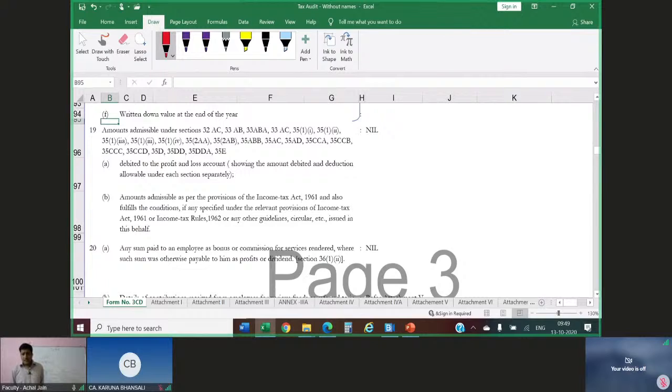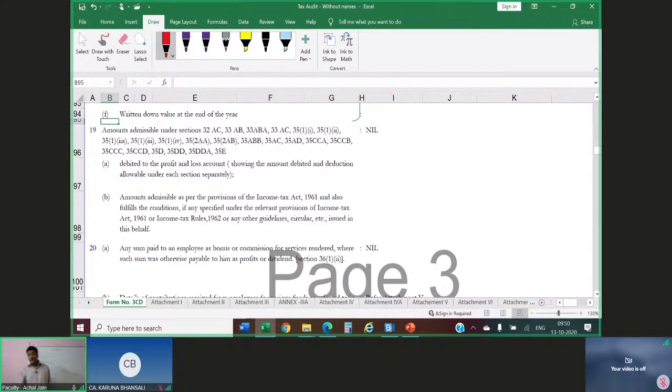Amounts admissible as per the provisions of the Income Tax Act, and also fulfilling the conditions, if any, specified under the relevant provisions of the Income Tax Act or income tax rules or any guidelines, circulars, etc. issued in this behalf. So this section requires information to be put down in relation to some of these deductions which are available under the Income Tax Act, and some of the reserves which may be required to be covered under the Income Tax Act.